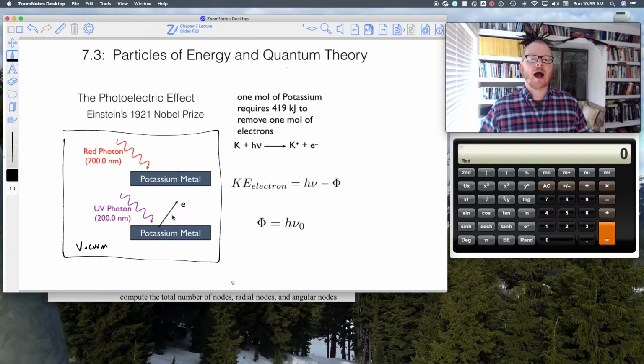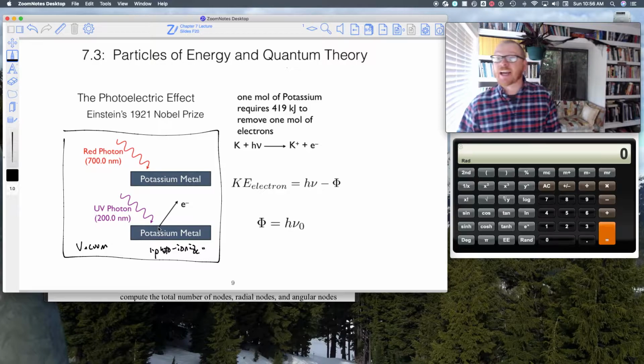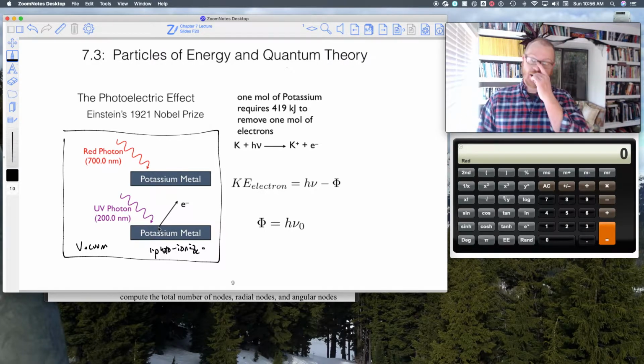Okay, and as it turns out, if you shine energetic enough light on a metal in vacuum, it will photoionize. In other words, it'll eject an electron as a result of energetic light coming in and knocking that electron out. Okay? And so this picture shows you two cases.